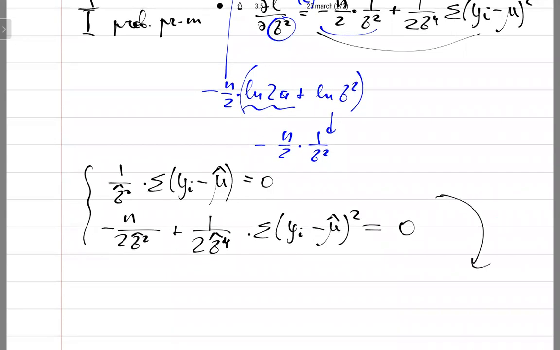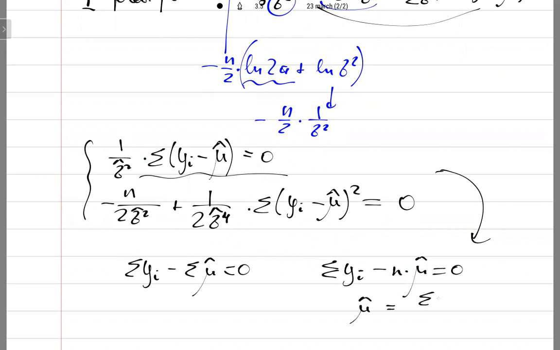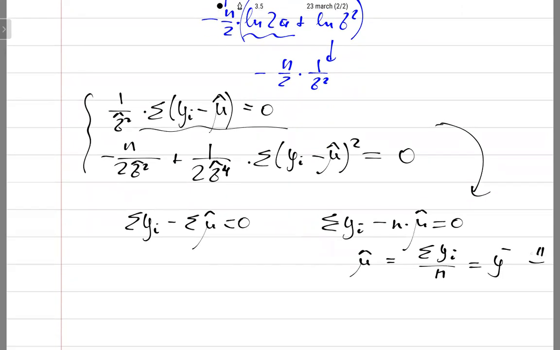Okay, so the first equation says that the sum of y minus the sum of mu hat is 0. Basically, the sum of y minus n times mu hat is 0. Mu hat is the sum of y divided by n, or y bar. That's pretty expected, not a shocking result. When we try to estimate mu, it's a good idea to work with just the sample mean, so it's not very shocking that the estimator of mu is y bar.